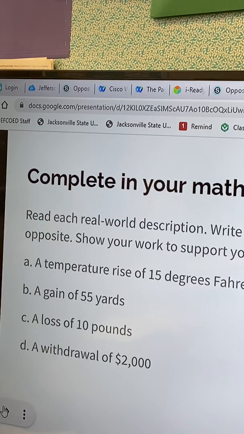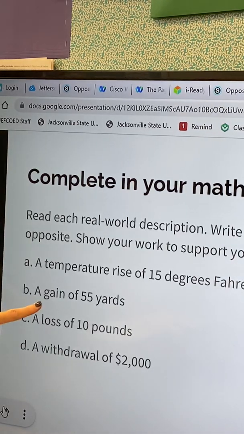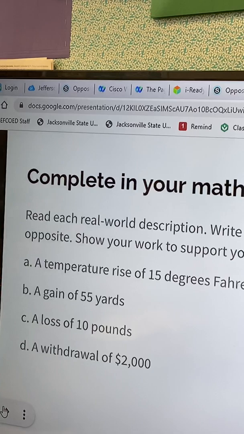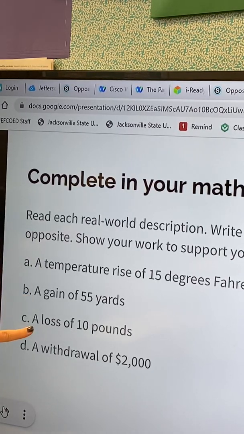Okay, so the first one, A, a temperature rise of 15 degrees Fahrenheit. What is the opposite of the opposite? 15. B, a gain of 55 yards. What is the opposite of the opposite? 55. It says the opposite of the opposite. Okay? C, a loss of 10 pounds.